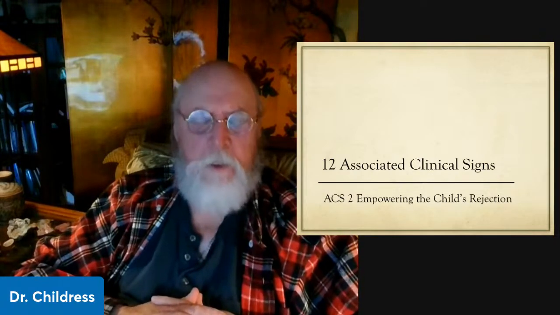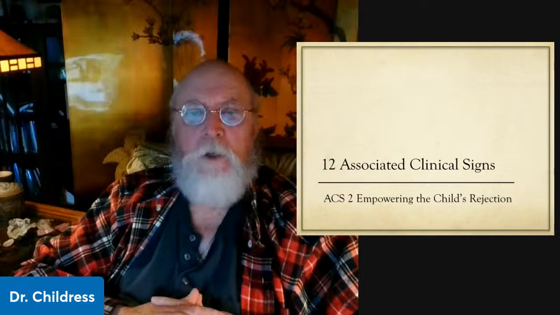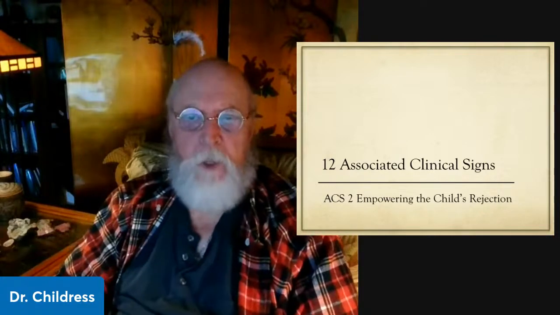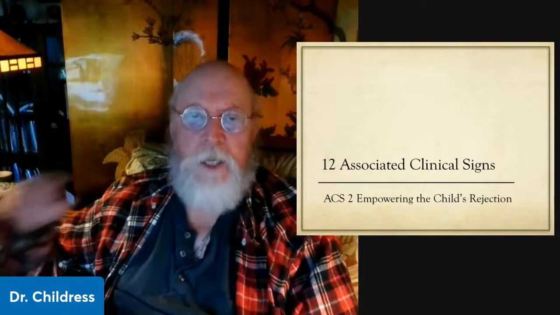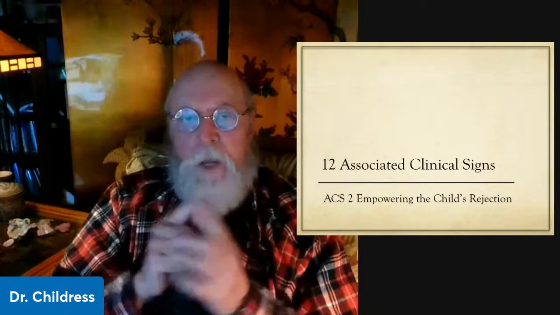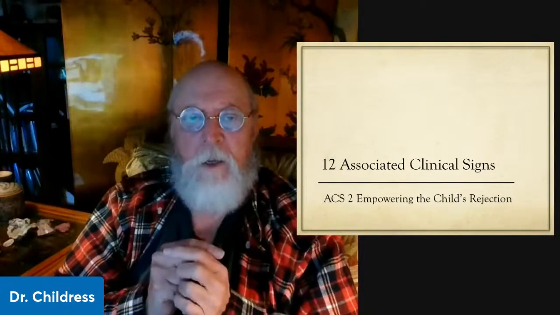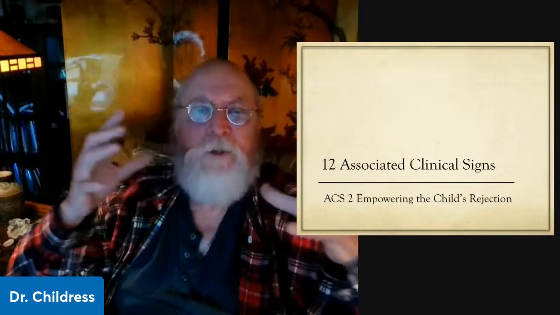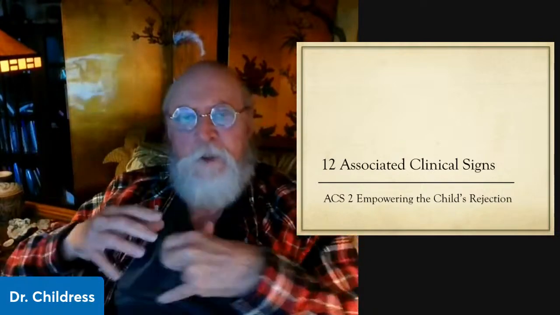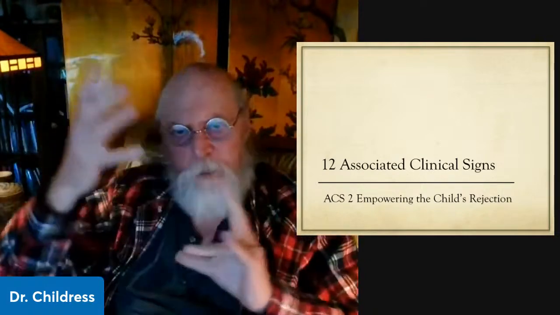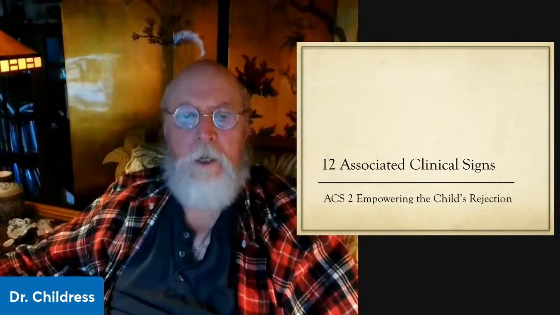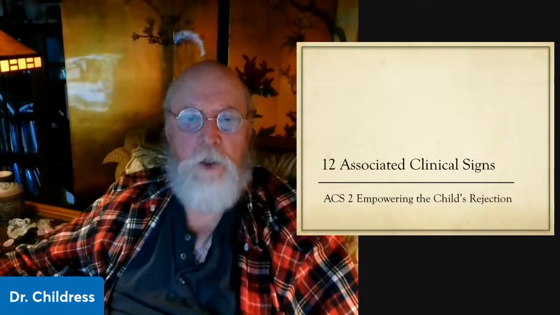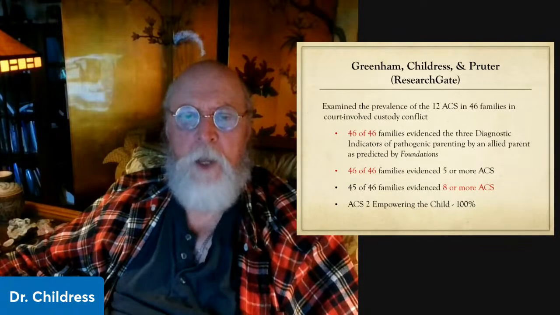In this segment, I'm going to comment on ACS2, empowering the child's rejection of the other parent. Now, ACS2 often goes with ACS1. You'll see them paired. We shouldn't force the child to be with the other parent. The child should be allowed to decide to go on visitations. So it's part of a dynamic of power and manipulation, these two symptoms used together.